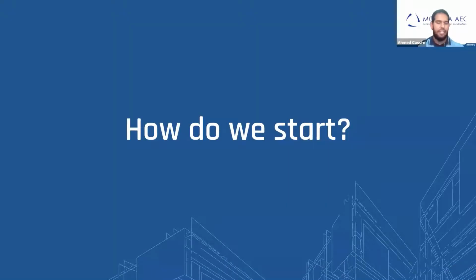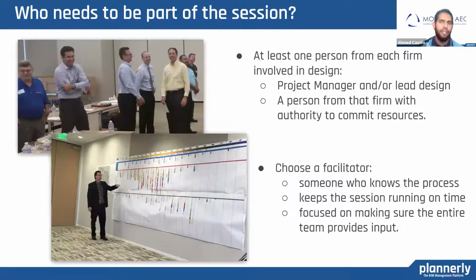How do we start? So firstly, who needs to be part of the session? At least one person from each firm involved in design, preferably the one doing the design, and for the initial planning session, a person from that firm with authority to commit resources. Choose the pool planning facilitator, someone who knows the process, keeps the session running on time, and is focused on making sure the entire team provides input. It's probably not the lead designer, but it could be. Call or text all attendees to ensure their participation. If your team has critical persons missing during the session, the planning will be more tentative and less complete.